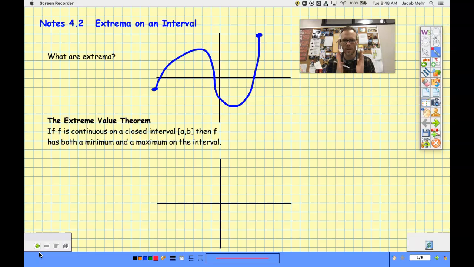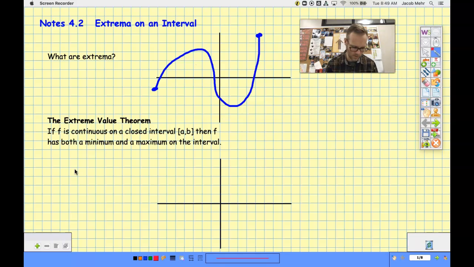But we're going to focus today just on finding extrema. Now, just a review here on what extrema are. Extrema would be a maximum or a minimum. And there's different types. There's local or relative, or there's global or absolute, different words that we use there. So just a little reminder here.